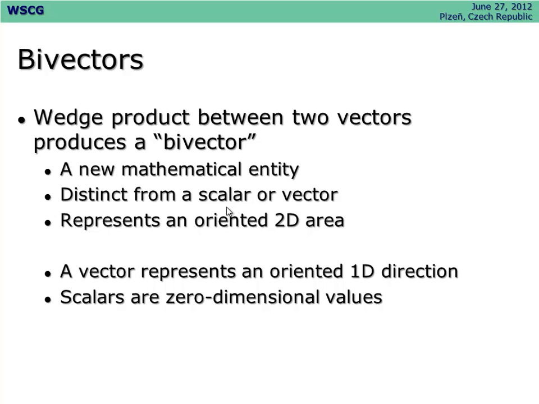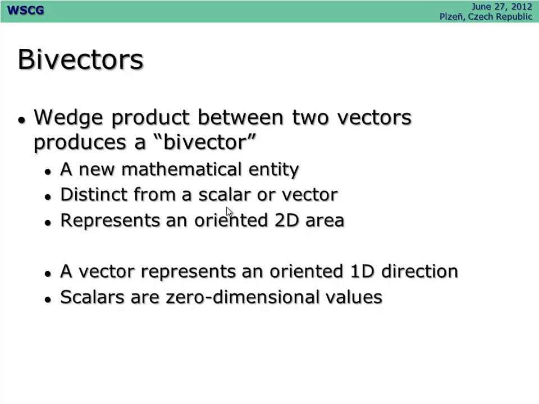And the first new entity that arises in this system is called a bivector. So when we multiply two vectors together with the wedge product, we don't get a scalar or another vector. We get something new. So it's a bivector. It's completely different from scalars and vectors.